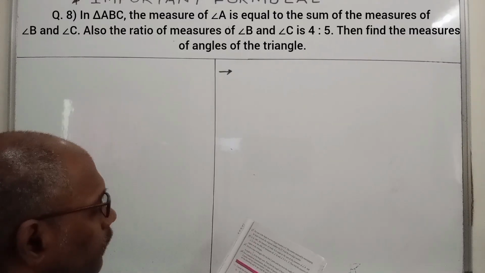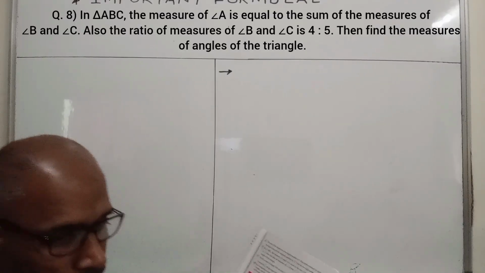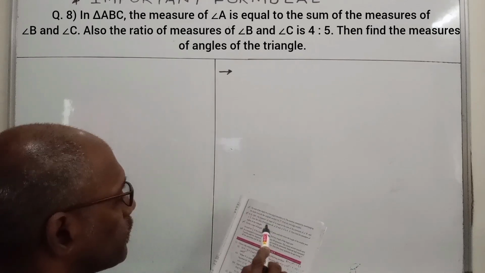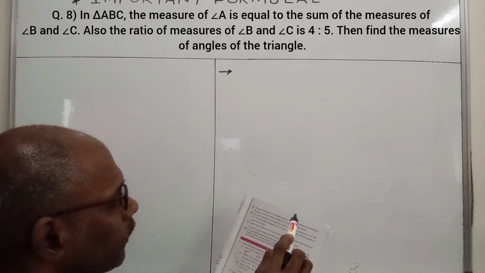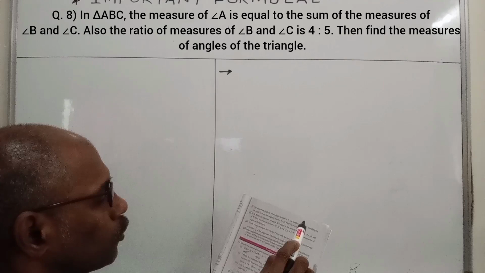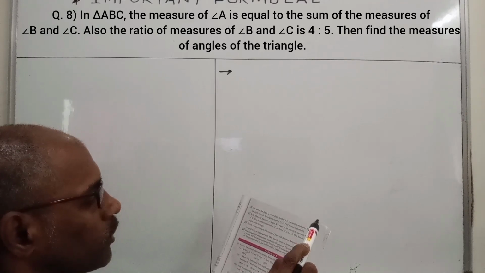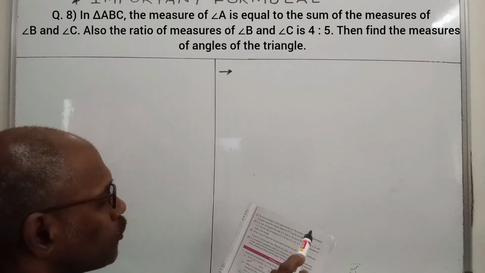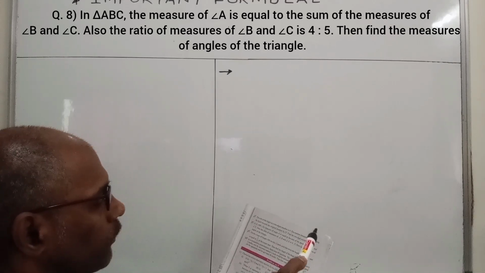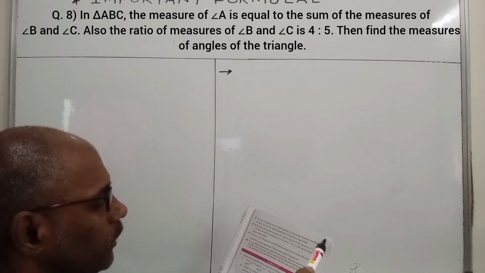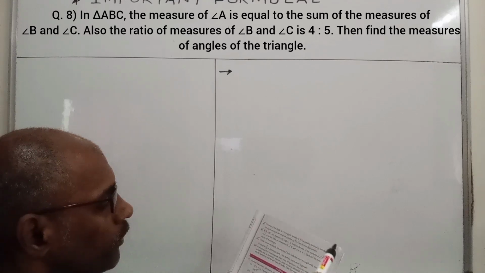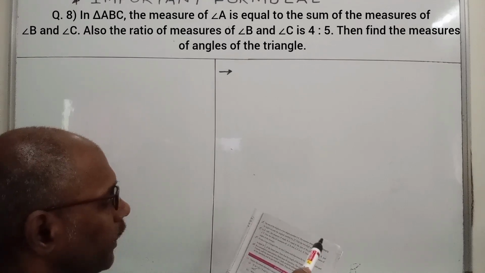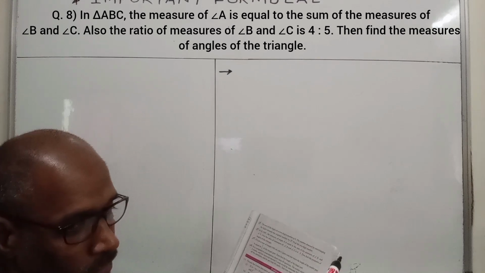Example number 8. In triangle ABC, the measure of angle A is equal to the sum of the measures of angle B and angle C. Also, the ratio of measures of angle B and angle C is 4:5. Then find the measures of angles of the triangle.